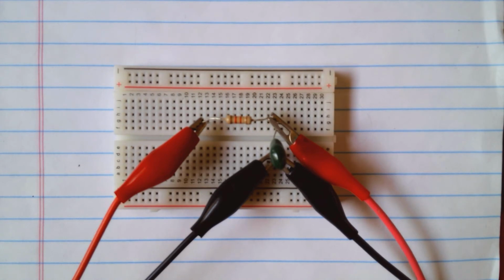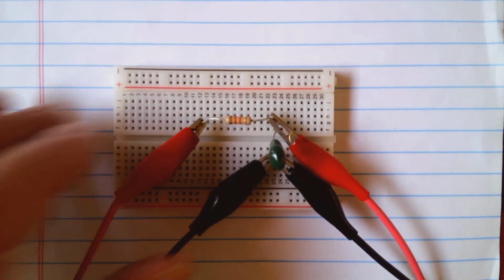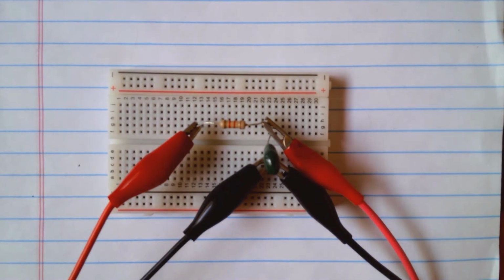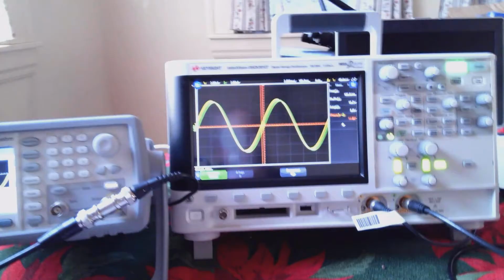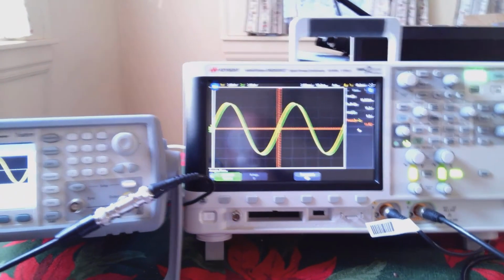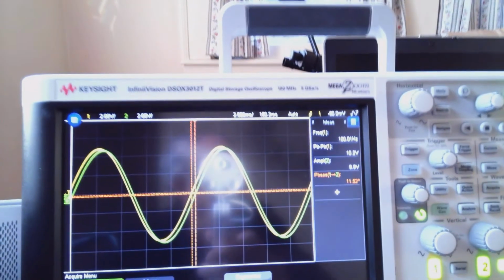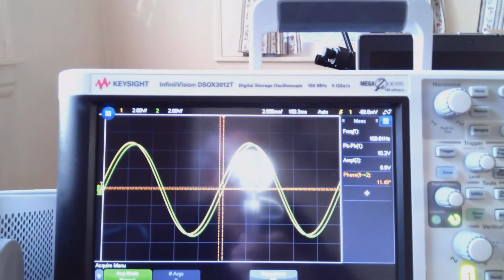It's a 0.01 microfarad capacitor. This is the input to the circuit. Here's the output of the circuit, and we're going to drive it with a signal generator over here, and we're going to take a look at the output with the oscilloscope here. So I'm going to move the camera a little bit closer to the oscilloscope.